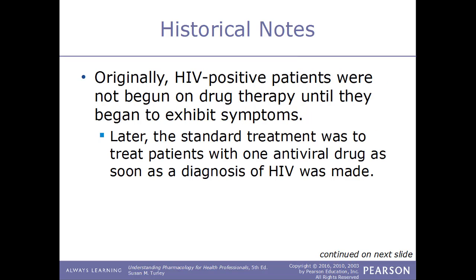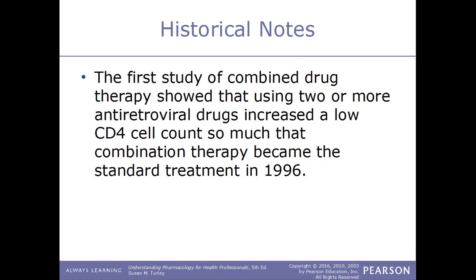Now, originally, HIV-positive patients were not begun on any kind of drug therapy until they were symptomatic. But later, the standard treatment was to treat patients with one antiviral drug as soon as the diagnosis of HIV was made. The first study of a combined drug therapy showed that using 2 or more antiviral drugs increased a low CD4 cell count so much that the combination therapy became the standard form of treatment in 1996.